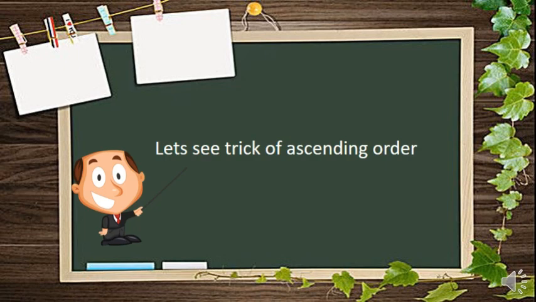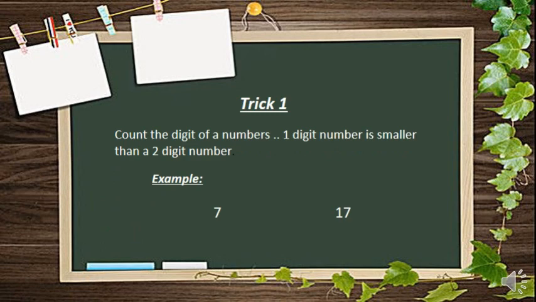Okay, now let's see the tricks of ascending order. Trick number 1: count the digits of a number. A one-digit number is smaller than a two-digit number. So what does it mean? We know that a one-digit number is always smaller than a two-digit number. Such as, we take the one-digit number 7 and the two-digit number 17. So even without comparing these numbers or without thinking, we say that 7 is smaller than 17.